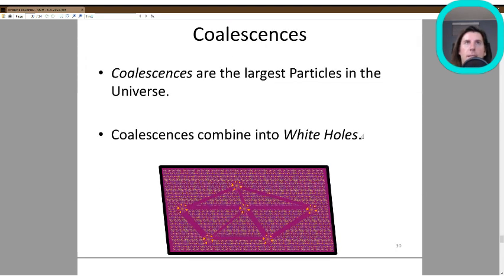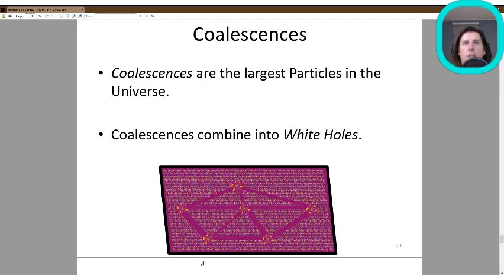So coalescences are the largest particles in the universe. They're the big dots. So when you see the N-body simulations, when you see the deep space imagery and stuff like that, this is what we're going to talk about in a minute here. Coalescences are the largest particles in the universe, and coalescences combine into white holes.